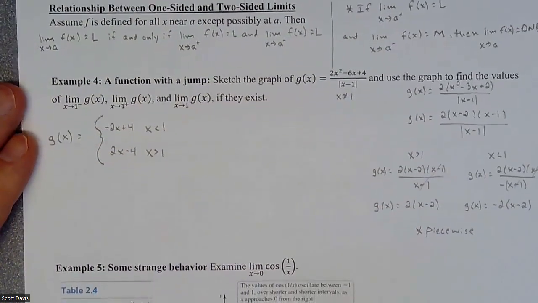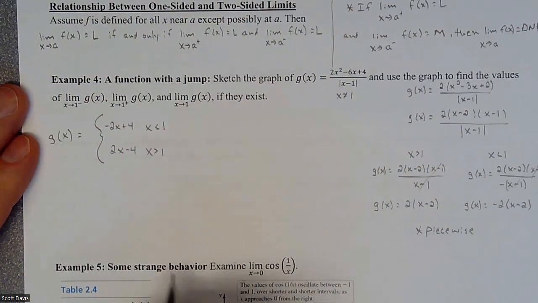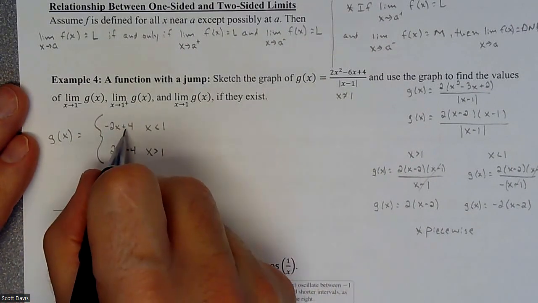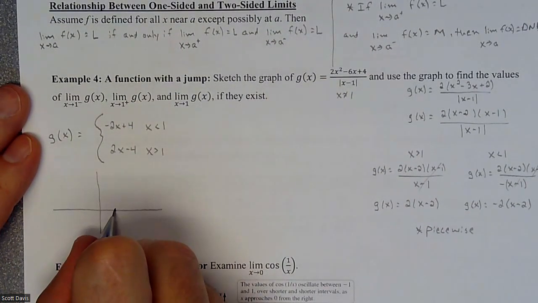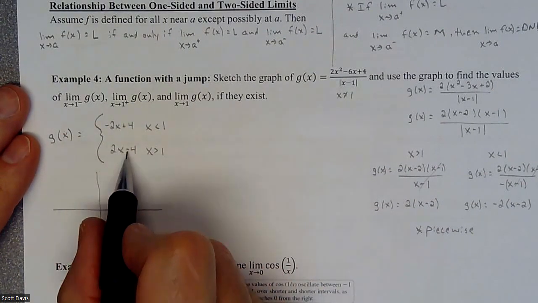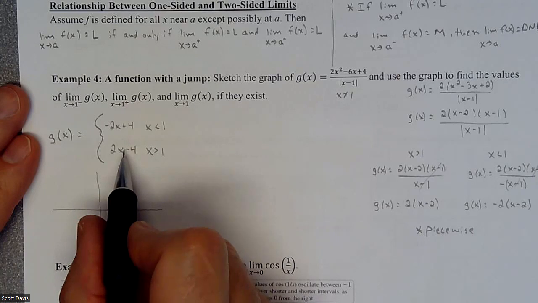Okay, so there's our piecewise. Let's see what the graph of this thing looks like. If I graph the top one, the graph shifts from this linear that's going down to this linear that's going up. Let's see if they line up. Let's see if there's a hole in there, a break in the graph.